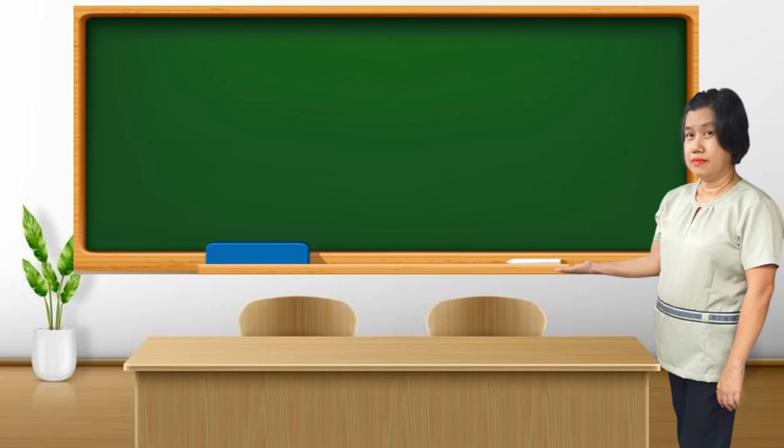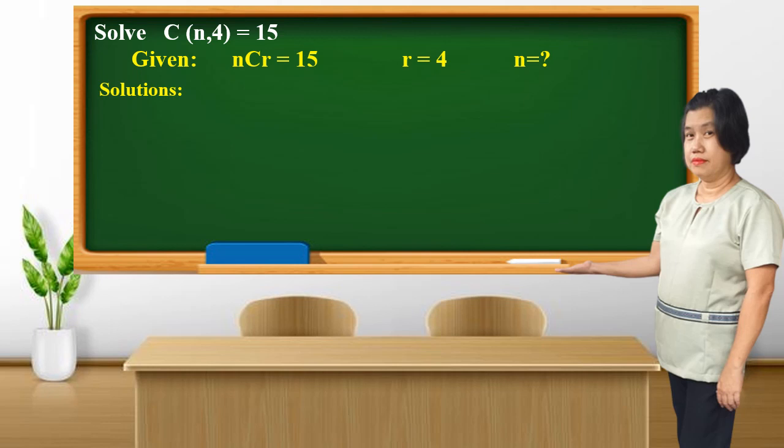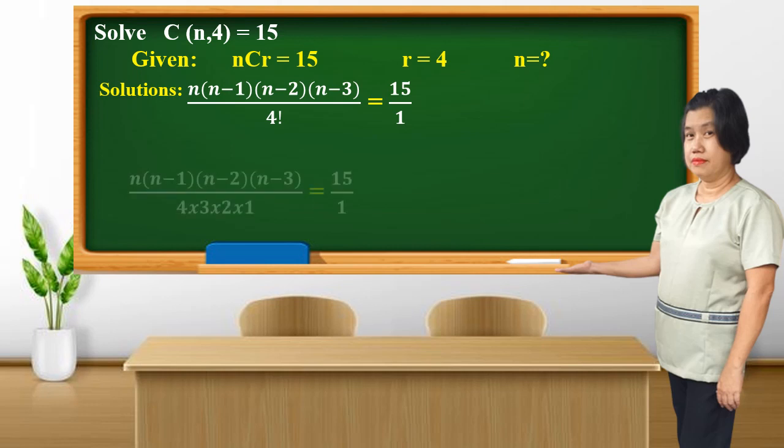Let's discuss the last example. Solve the combination of n objects taken 4 at a time is equal to 15. Let's have the given. nCr equals 15, the value of r is equal to 4, and the value of n is unknown. Since the value of r is equal to 4, it indicates 4 consecutive factors, and that will be n times n minus 1 times n minus 2 times n minus 3 divided by the value of r factorial, which is 4 factorial, is equal to 15 over 1.